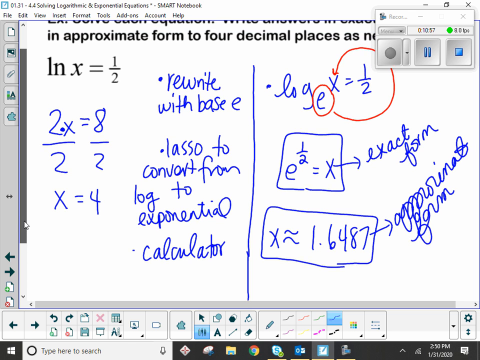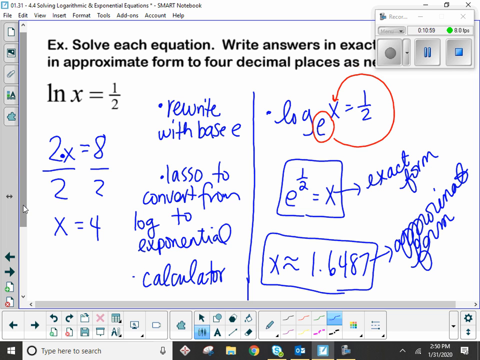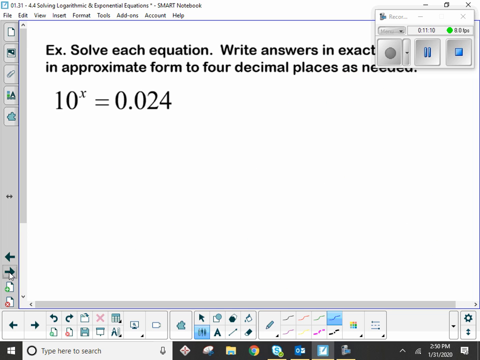Okay, so this was a baby problem with log. Now we're going to do a baby problem with guess what? An exponential equation, right? Where x is in the exponent position instead of the log position. So we have this baby equation. X is in the exponent position. So I have to do the inverse of exponent, which is log.